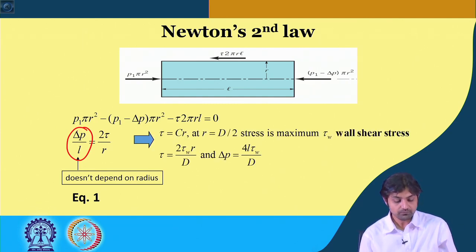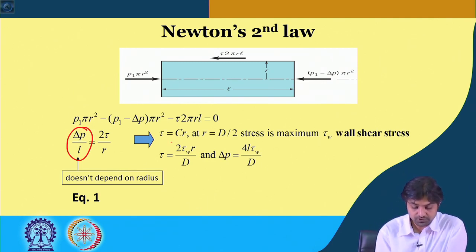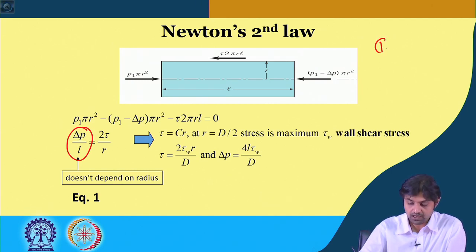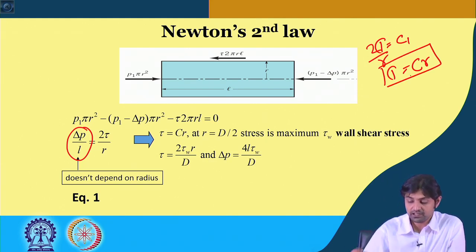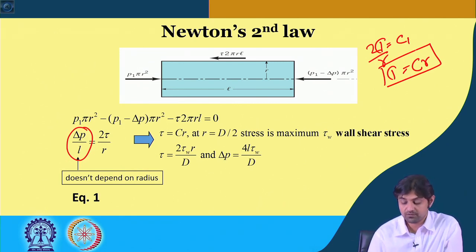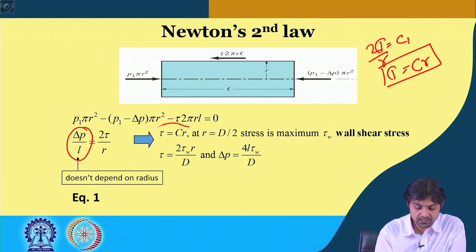So, we can say that delta P by L was constant, right. So, we can say tau is equal to, so we have got 2 tau by r is equal to C1, or we can simply say tau is equal to C into r. All right. This is what we can get. This is C1, so 2C is 2C1, C1 by 2. So, tau we can write as C r.